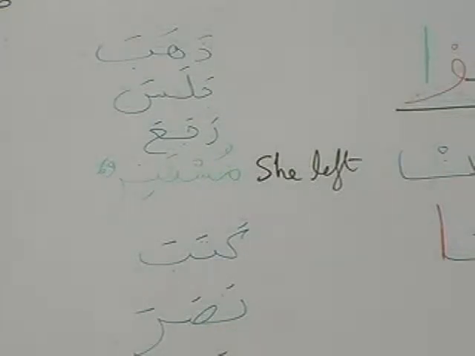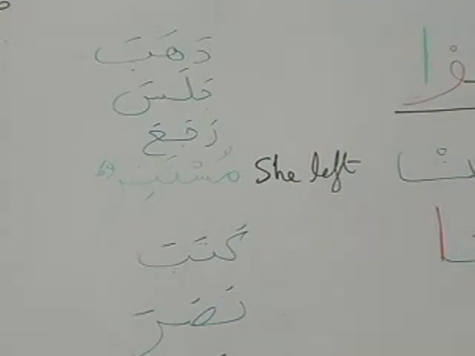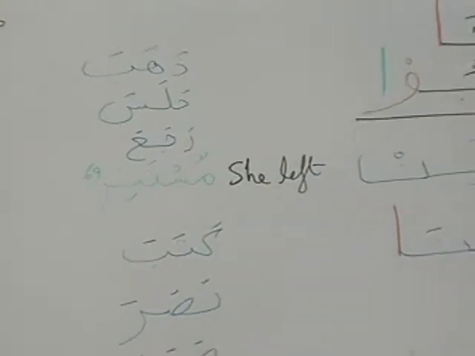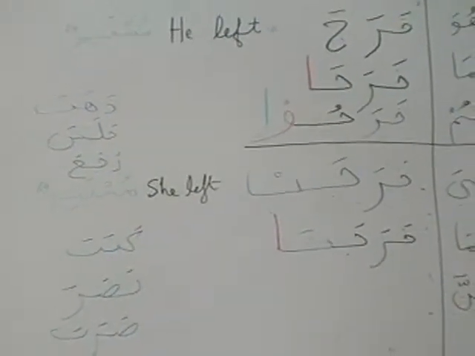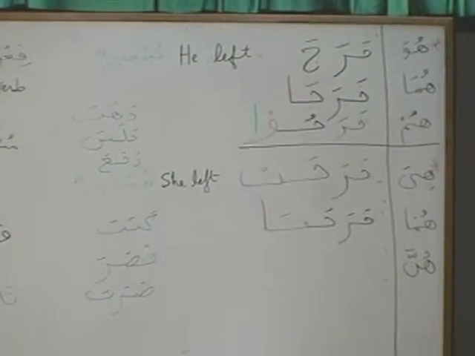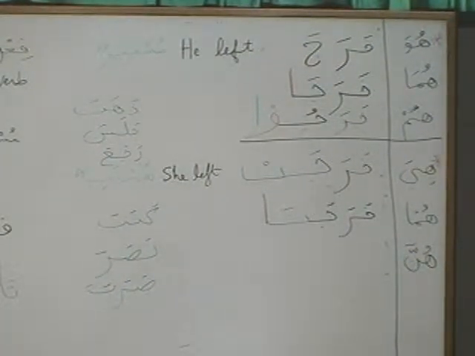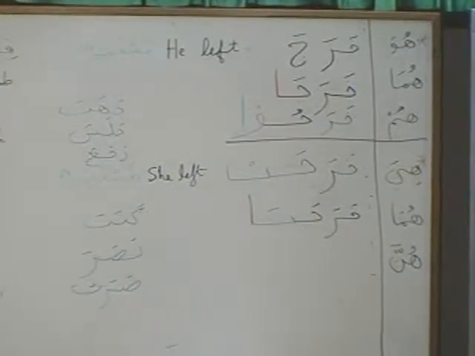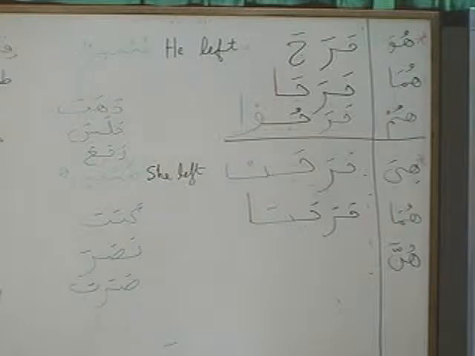Next one, brother. Raja'a. Raja'u. Raja'at. Raja'ata. Are you with me? Next one, brother. Kataba. Katabu. Katabat. Katabata. Next one, brother and sister. Nasara. Nasaru. Nasarat. Nasarata. Okay? Are you with me, brother? Next one. Daraba. Darabu. Darabat. Darabata. Are you with me?